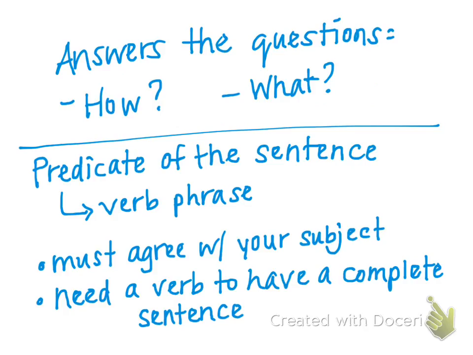Okay? All right. So verbs answer the questions how and what. Like, how are you doing that? What are you doing? This is called the predicate of the sentence, aka predicate means verb phrase. Your verb phrase must agree with your subject, and you need to have a verb to have a complete sentence. So we see this with little kids. They will use the wrong verb in their sentences, and we'll talk a little bit more about that.